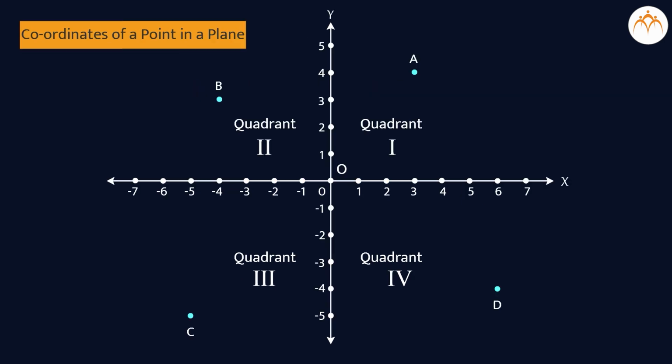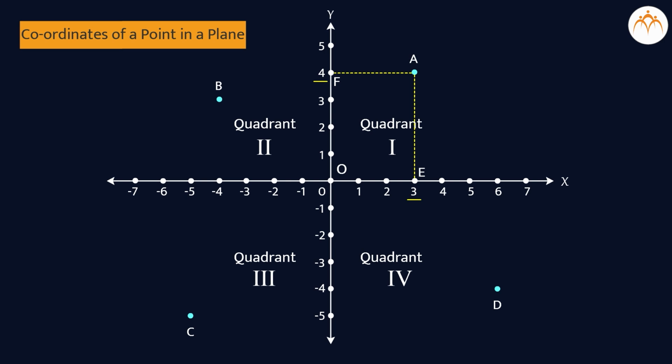Coordinates of a point in a plane. The plane formed by the x-axis and y-axis contains points A, B, C and D. Segment AE perpendicular to x-axis and segment AF perpendicular to y-axis are drawn. The x-coordinate of point E is 3, so the x-coordinate of point A is 3. The y-coordinate of point F is 4, so the y-coordinate of point A is 4.